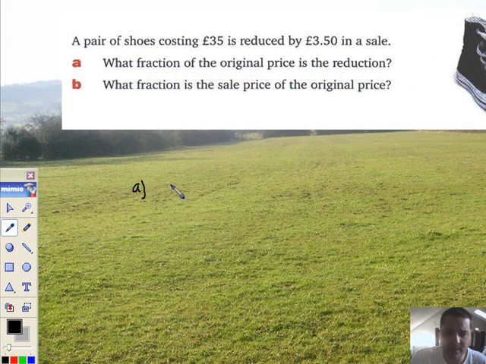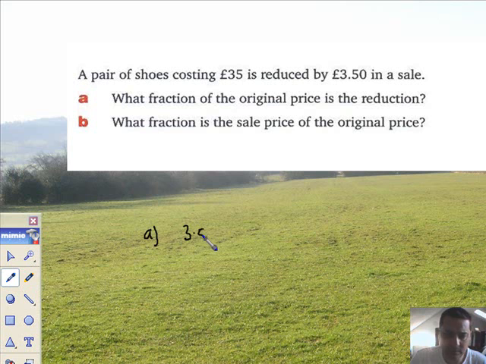Okay, so I'm going to do A right now. So here's my fraction. Here's my original price. Remember, we're allowed to use a calculator, but just watch this. If we double up, we go £7 over £70, and that is therefore a tenth. Is that okay? Didn't need a machine for that bit. So I've reduced it by a tenth.